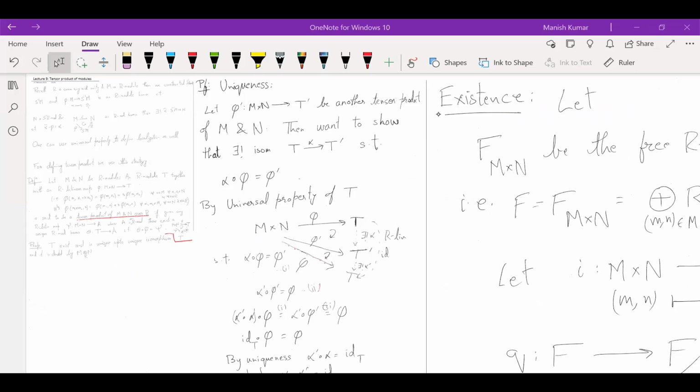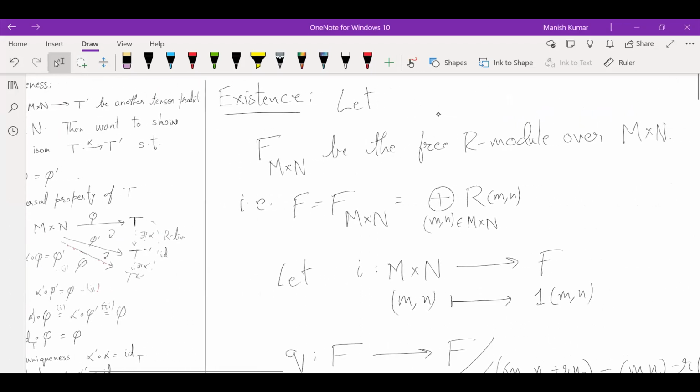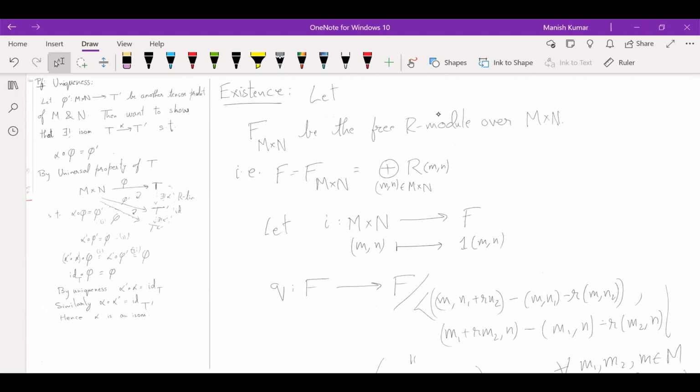So now the existence. As I said, you look at the free module over M cross N. That is how the construction goes. So let F be the free R-module over the set M cross N. So you think of it as M cross N: there are many copies of R, the same as the number of elements in M cross N, and for each tuple m comma n, you label that copy by R_{m,n}. So this is a free module.